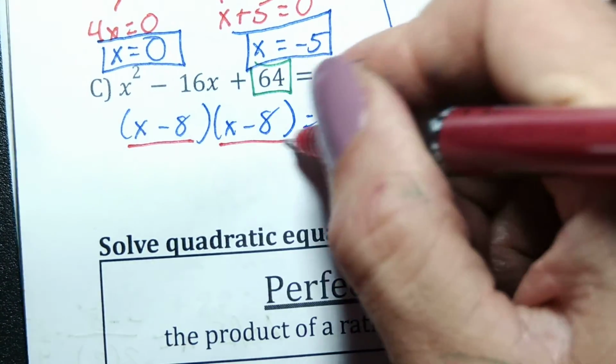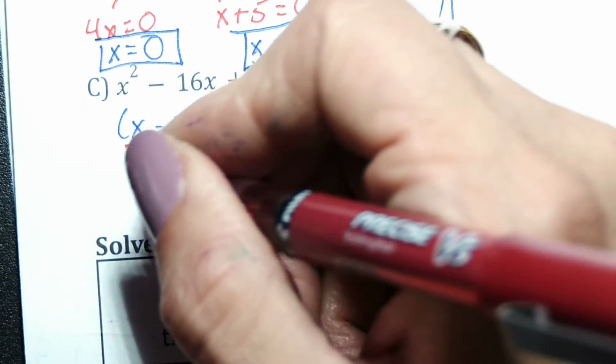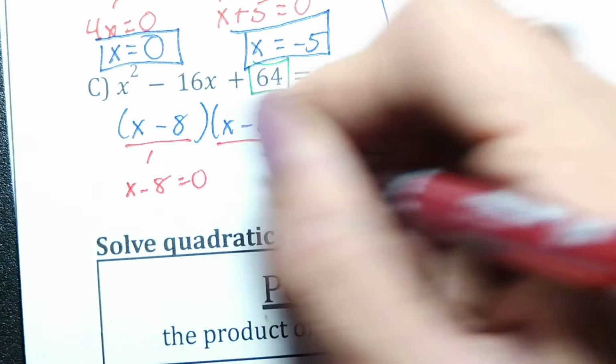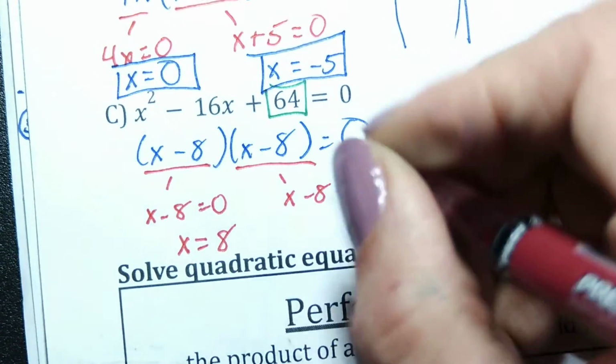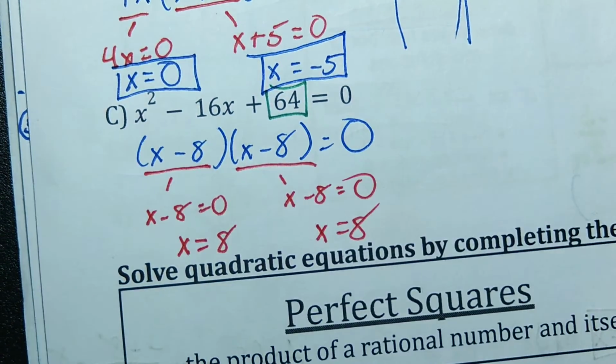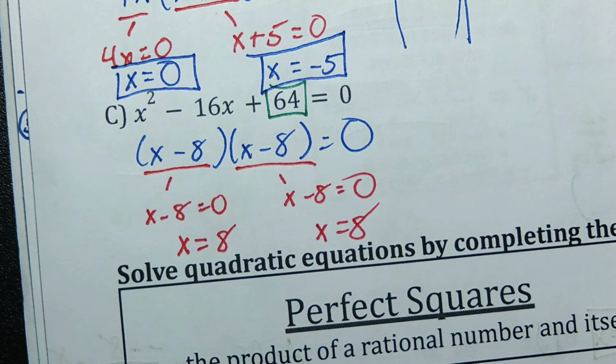So something times something equals 0. Well, either this one is 0 or that same one is 0. And we get x equals 8 and x equals 8. Folks, how many solutions is that? It's just one, really. So think about a quadratic intersecting the x-axis in one spot.